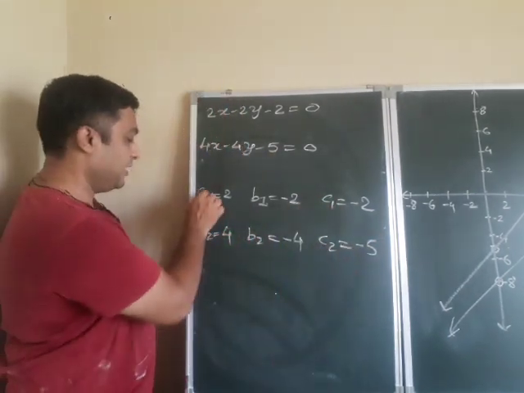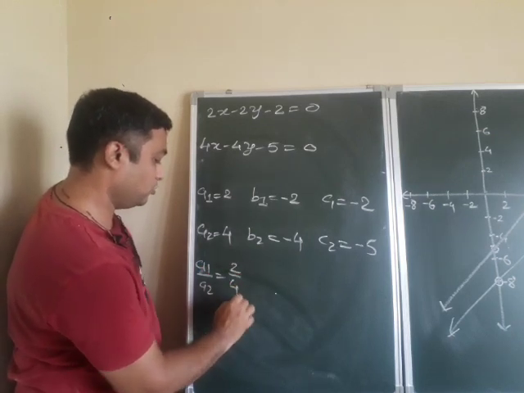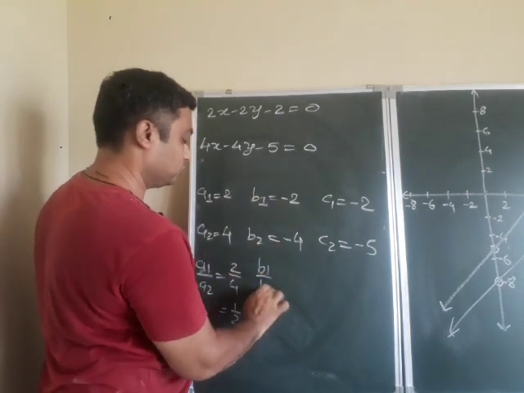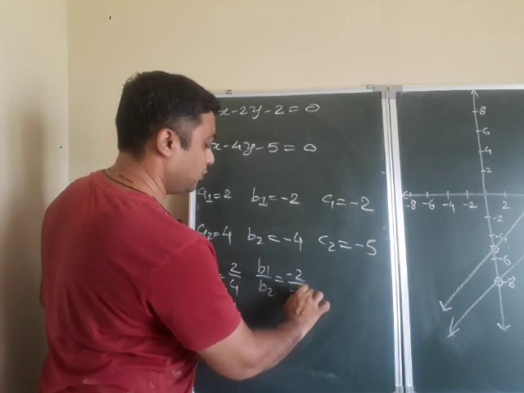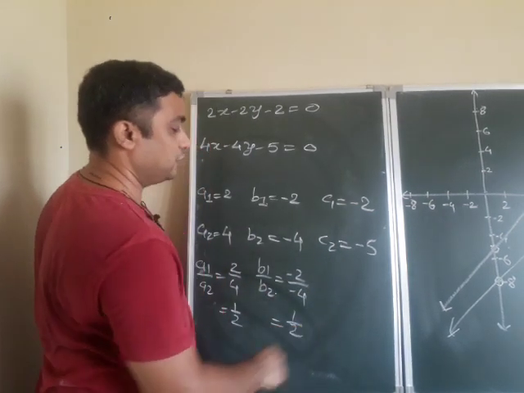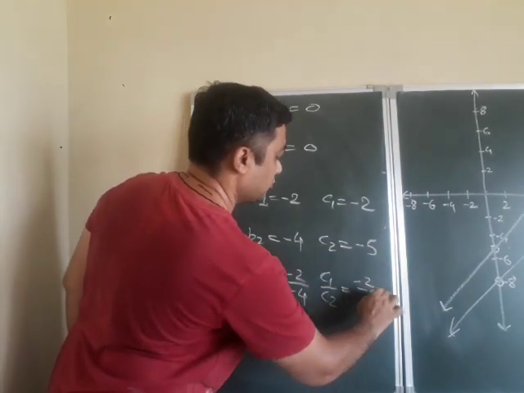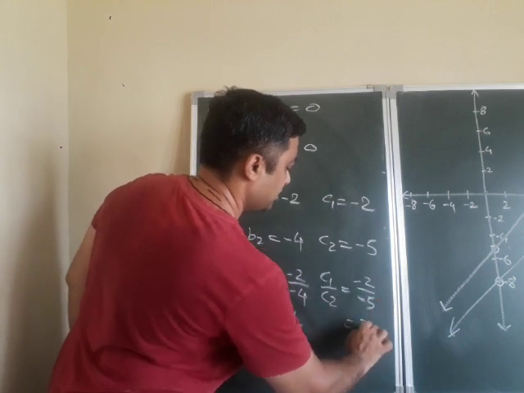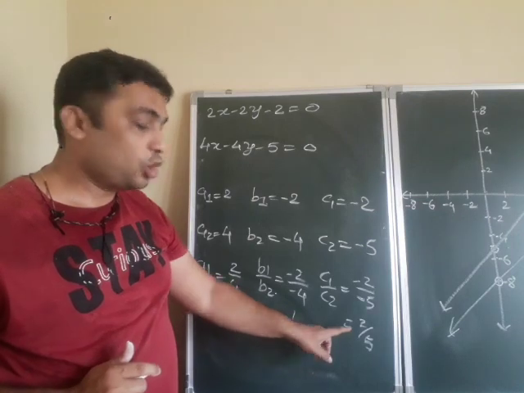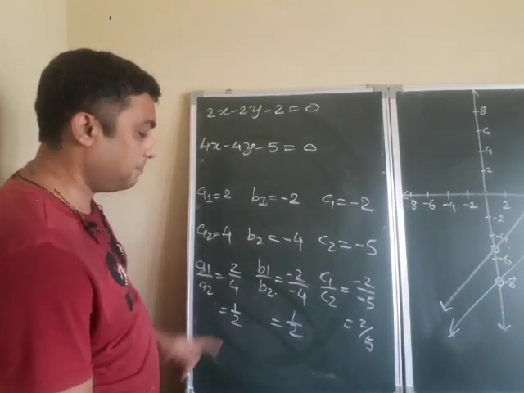चेक कर दीजिए, A1 by A2, it's 2 by 4, so it's 1 by 2. B1 by B2, it's minus 2 upon minus 4, minus minus plus, and 2 2s are 4, so it's 1 by 2. And C1 by C2 is minus 2 upon minus 5, which means 2 by 5. So A1 by A2 is equal to B1 by B2, but which is not equal to C1 by C2. So lines are parallel. Once again, we are getting parallel lines.